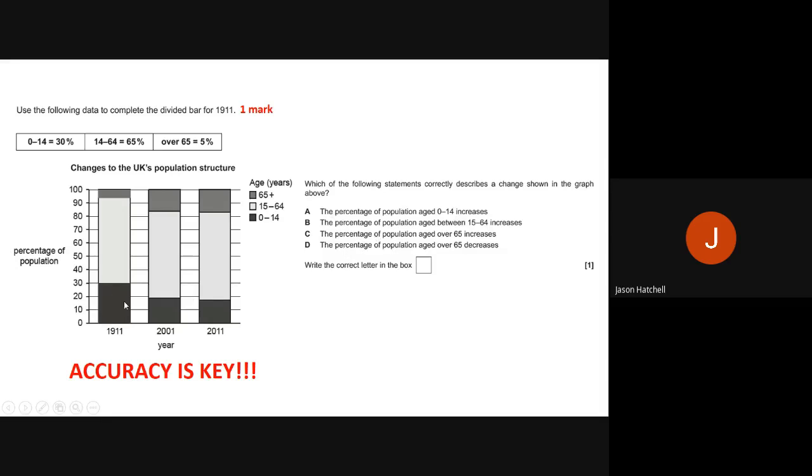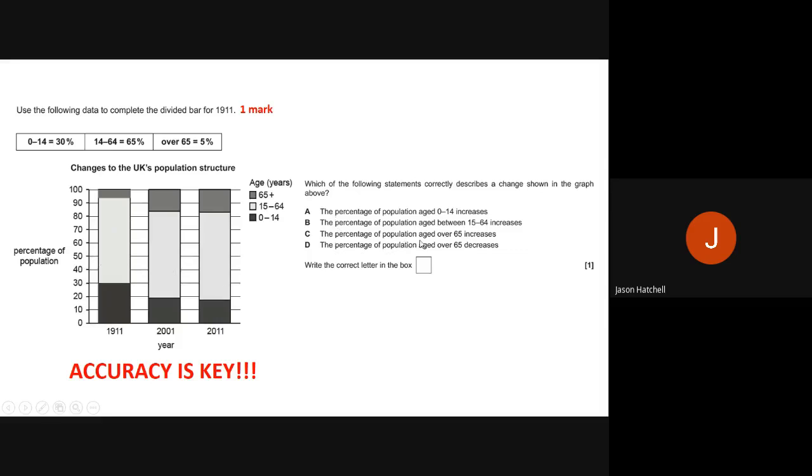So let's have a look. Here it is here. So the dark grey. Does it increase or decrease? Well, we can see there that it's getting smaller. So actually it decreases. So that can't be right. The percentage of population aged between 15 to 64 increases. Well, if you have a look, as the light grey ones here, it actually stays the same mostly. It doesn't really change. So let's check again.